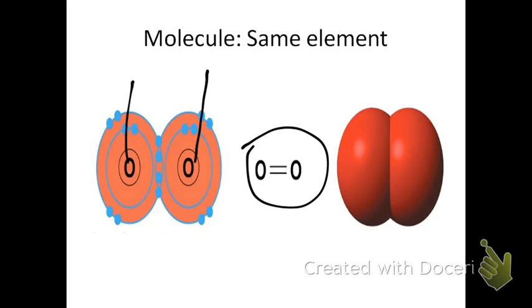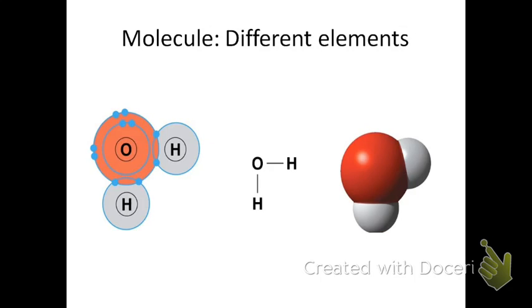This would be O2. Now, if we look at this, it can be elements of the same thing, or it can be molecules of different elements bonded together. Here you see two hydrogens and one oxygen, H2O. What do you got? We got a little water here, right?